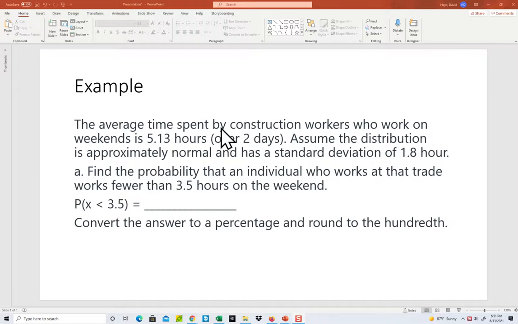The average time spent by construction workers who work on weekends is 5.13 hours over 2 days. Assume the distribution is approximately normal, has standard deviation of 1.8 hours. Find the probability that an individual who works at that trade works fewer than 3.5 hours in a weekend.